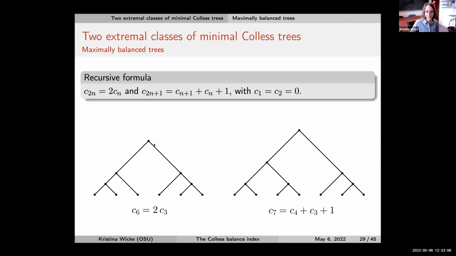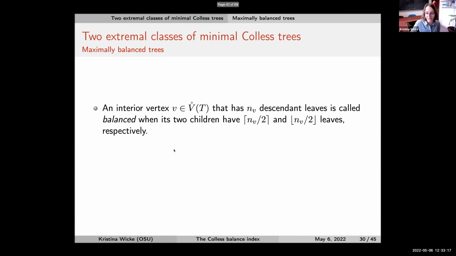This leads to a class of trees that have been studied in the literature before, and these are the so-called maximally balanced trees. In fact, they're defined slightly differently via vertices, but the idea is identical.